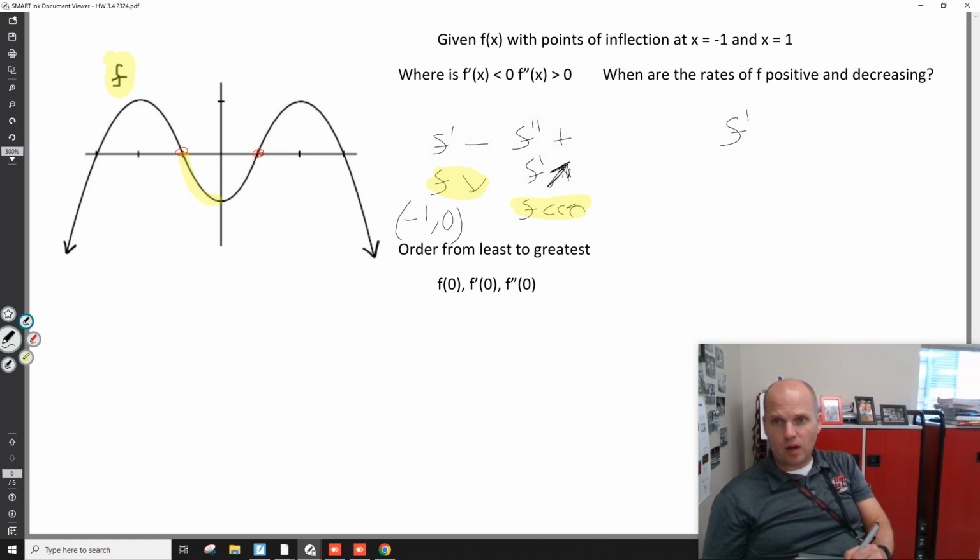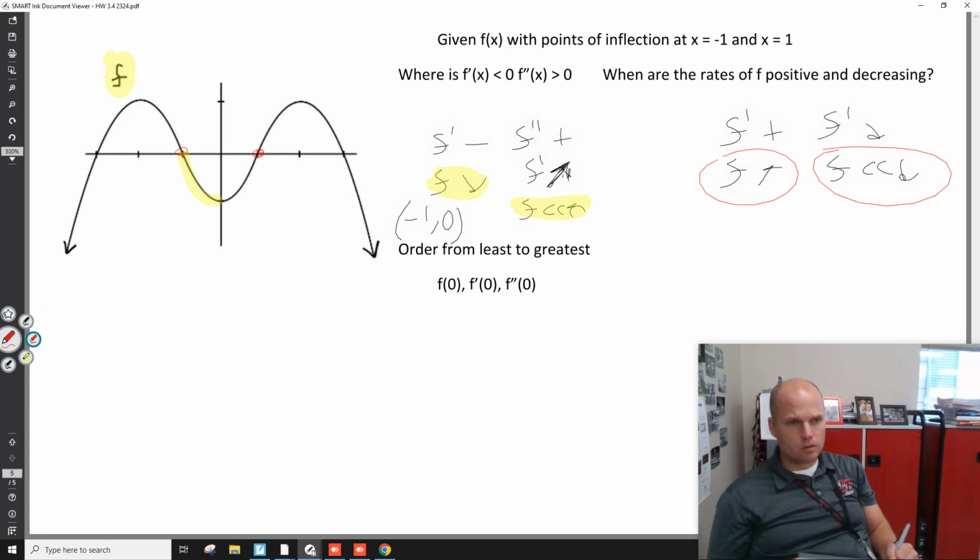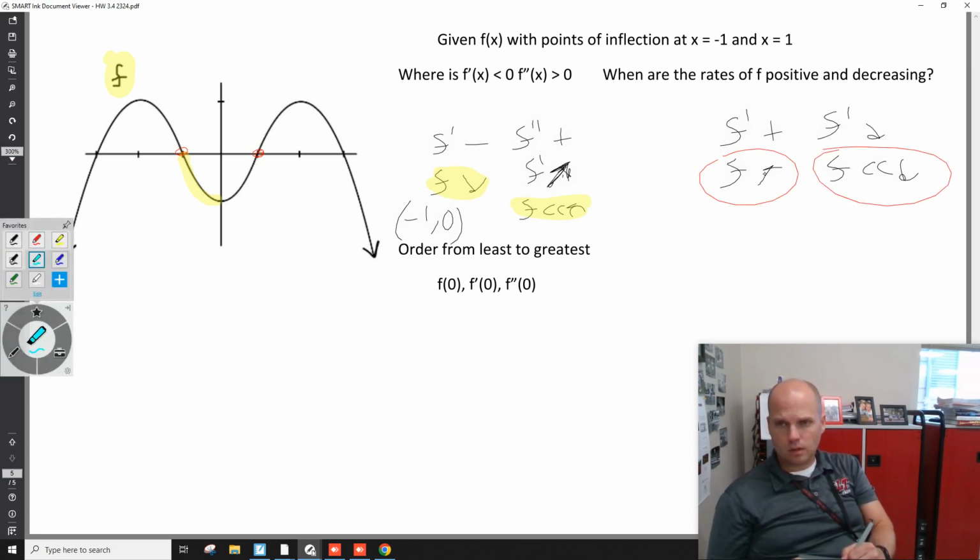Rates of F are positive. F is going up. Rates of F are decreasing. F is concave down. F is going up and concave down. There's going up, concave down. There is going up and concave down. So we got negative infinity to -2, and we got 1 to 2.